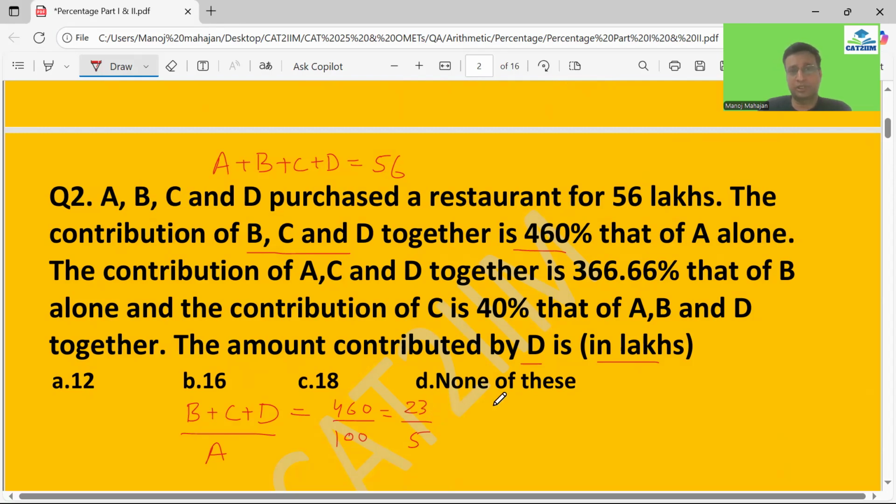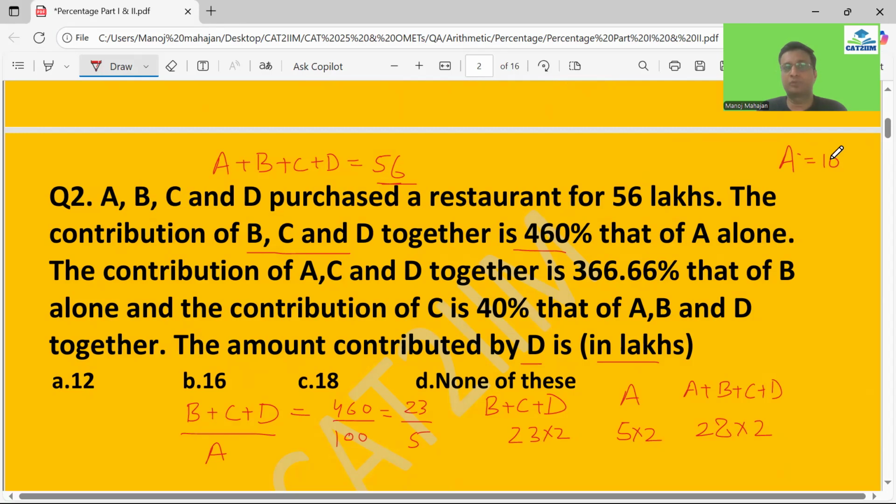If you look here, the concept is very simple. If the sum of B plus C plus D is 23, in that case A would be 5. So the total will come out to be 28, that is 23 plus 5. But in actual, we have 56. So this has to be doubled so that it becomes 56. So this will also be doubled. This will also be doubled. So I can say that the amount contributed by A is nothing but 10 lakhs. Let me write it here.